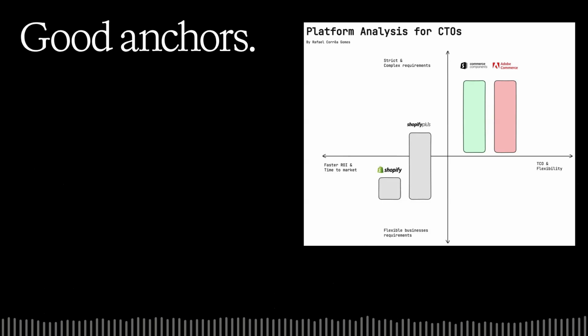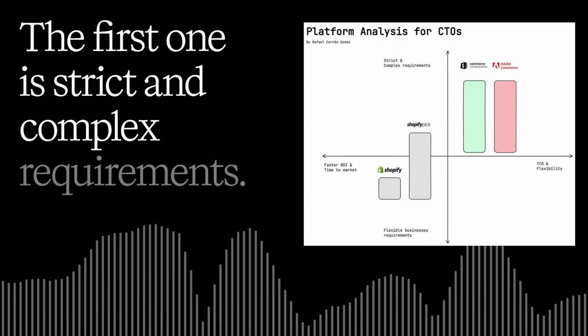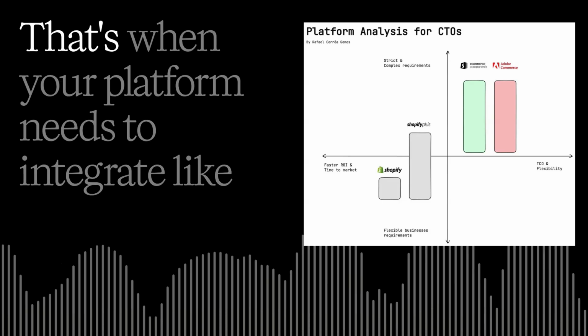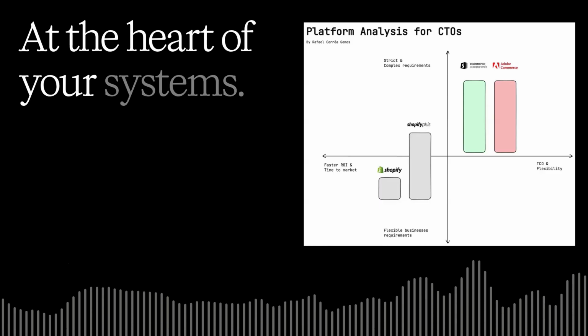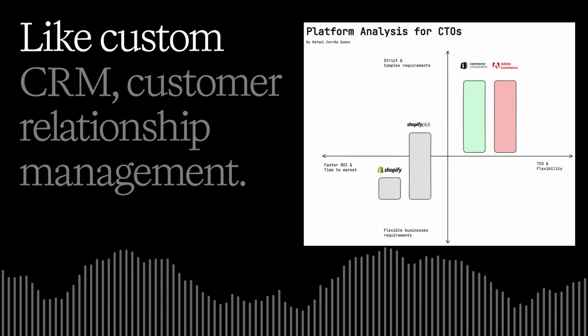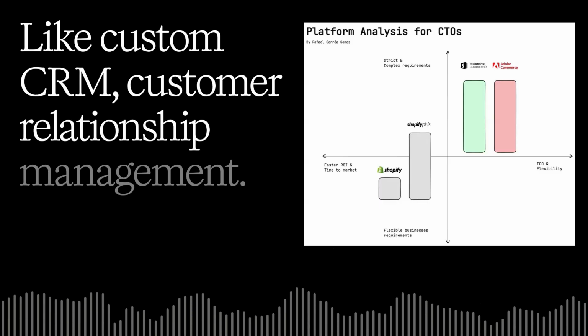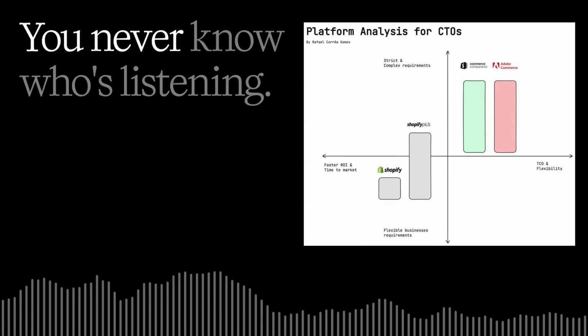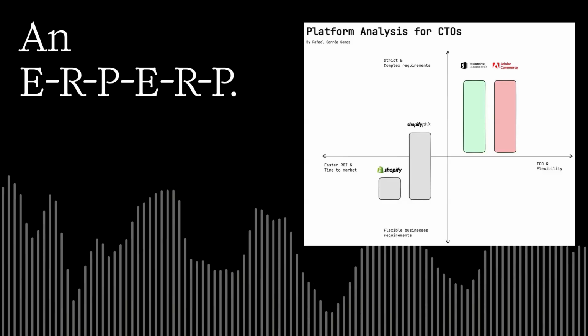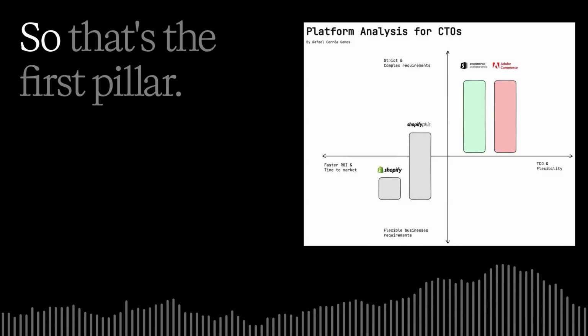Good anchors. The first one is strict and complex requirements. That's when your platform needs to integrate really deep into what you already have. The heart of your systems, right? Exactly, like custom CRM, customer relationship management. For those who aren't swimming in the acronyms all day. Gotta define those. You never know who's listening. And ERP, Enterprise Resource Planning. Right, so that's the first pillar.